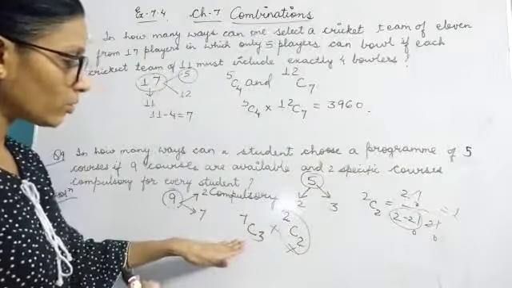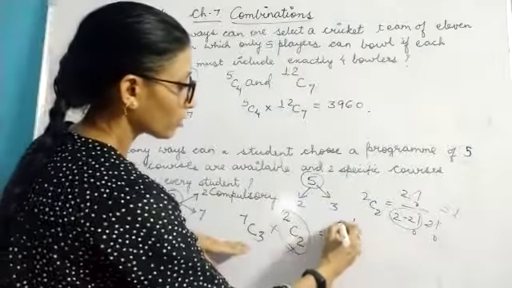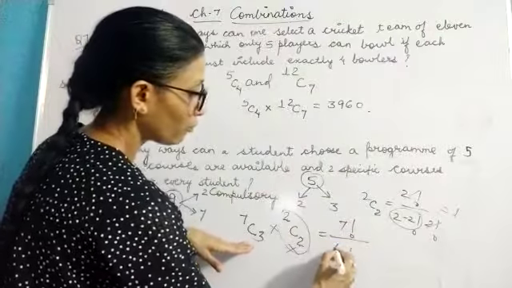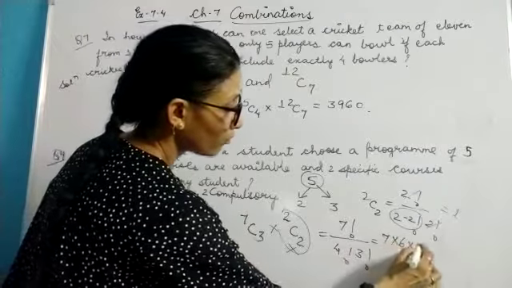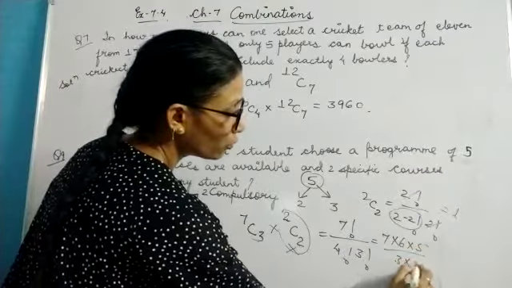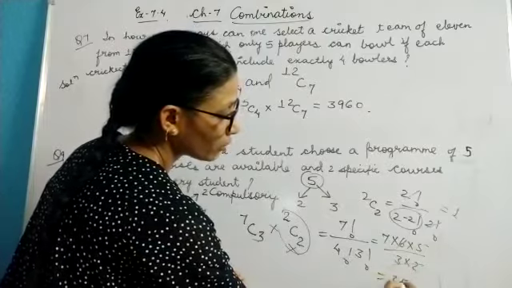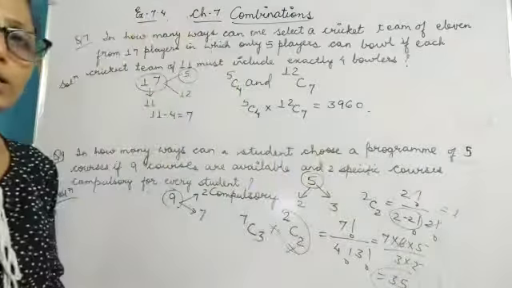Calculate 7C3. So 7C3 will be factorial 7 upon factorial 4 into factorial 3. So it will be just 7 into 6 into 5 upon 3 into 2, which is 35. So 35 is your answer. That's it.